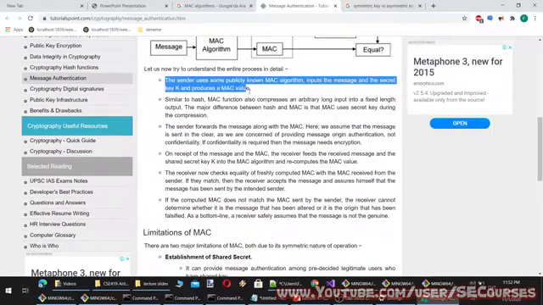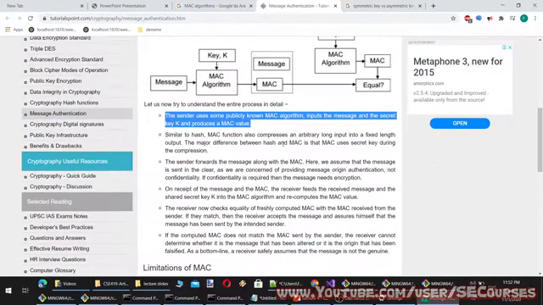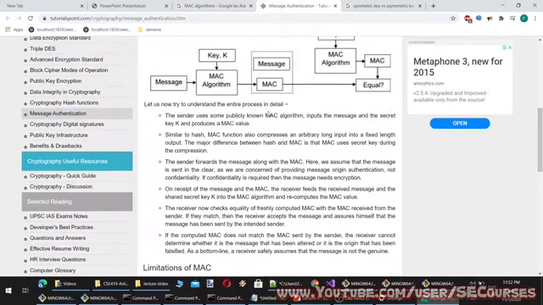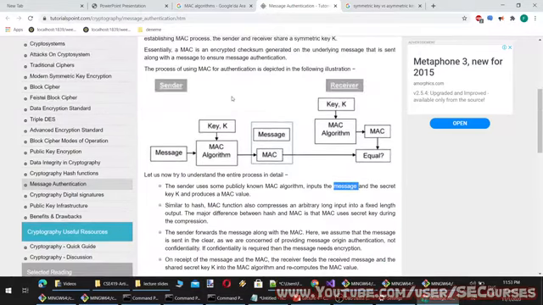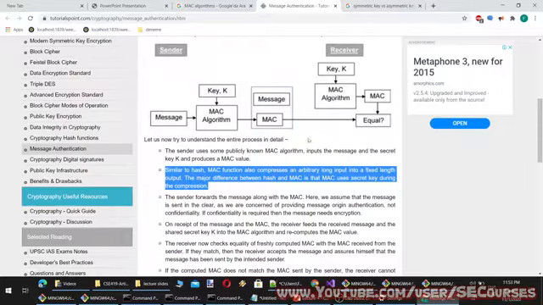Let us now try to understand the entire process in detail. The sender uses some publicly known MAC algorithm, inputs the message and the secret key K, and produces a MAC value. So it takes two variables. One is the message itself, the message that will be delivered to the receiver, and the other is the secret key. The secret key is shared between the sender and the receiver. This is important, and the key is not public.